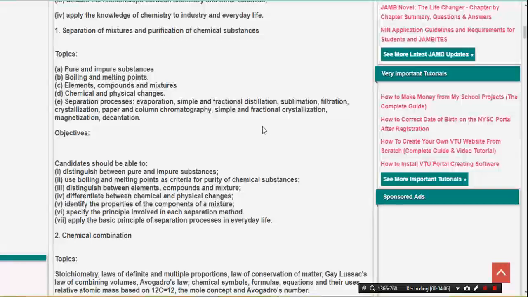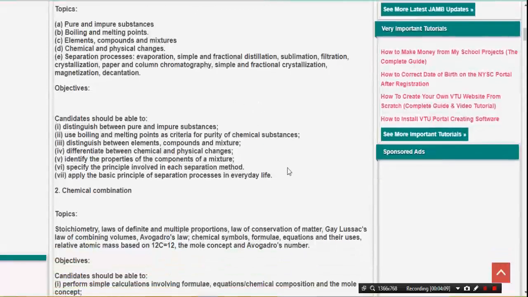And the objectives of that section: distinguish between pure and impure substances, use boiling and melting point as criteria for purity of chemical substances, distinguish between element, compound and mixture, differentiate between chemical and physical changes, identify the properties of the compound of a mixture, specify the principle involved in each separation method, apply the basic principle of separation processes in everyday life.